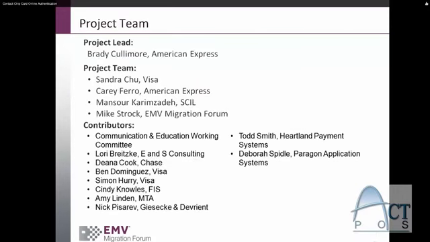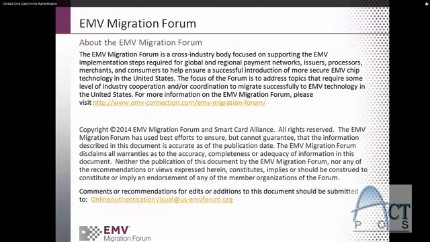So I really want to thank the project team that helped to put this presentation together. Our goal was to make it simple and educational, and we hope that we achieved that goal. I also want to talk quickly about the EMV Migration Forum, which is a cross-industry body focused on supporting the EMV implementation steps required for global and regional payment networks, issuers, processors, merchants, and consumers to help ensure a successful introduction of more secure EMV chip technology in the United States.